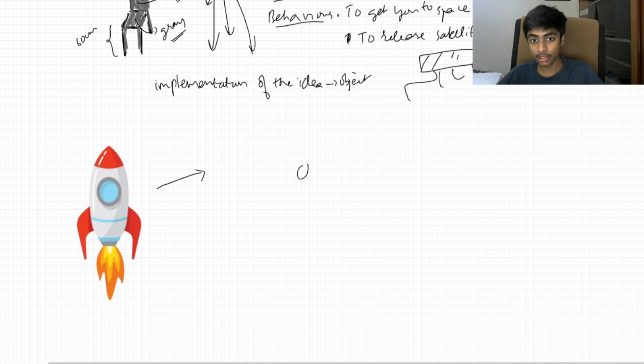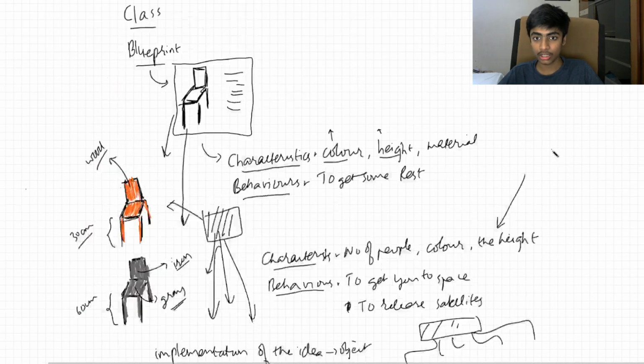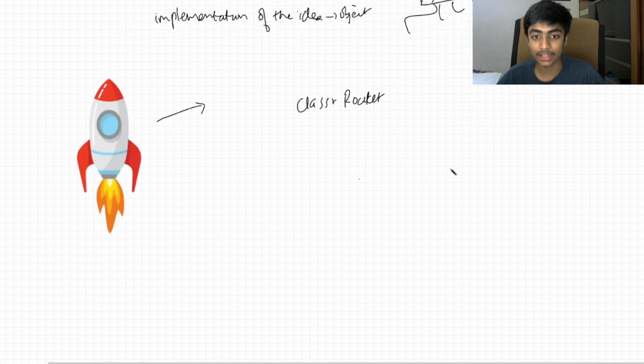So the class then would be the blueprint for the rocket. It would be the rocket. And it would consist of what? The characteristics for the rocket, which in this case are the number of people, the color, the height, and it also consists of the behaviors to get you to space and to release the satellites. So basically the class would be the rocket, and the objects there can be many. One object would maybe be a rocket from this company, the next one would be a rocket from another company.